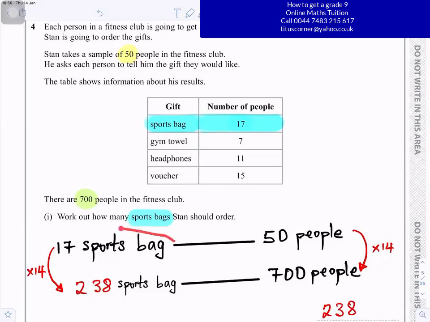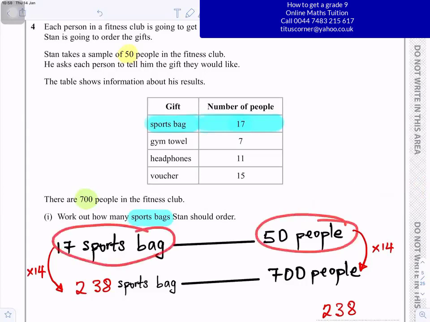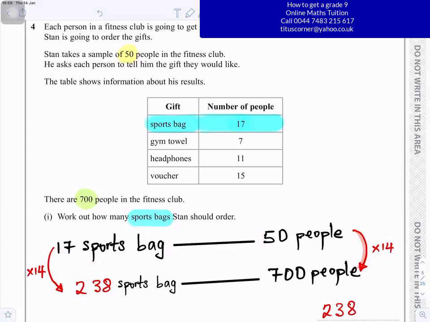So 17 sports bags are required from 50 people. If we change the number of people to 700, how do we get from 50 to 700? We can do 50 times 14, or we do 700 divided by 50. That gives you 14. So it was 50 people, 17 sports bags. If we times by 14, we'll get 700 people.